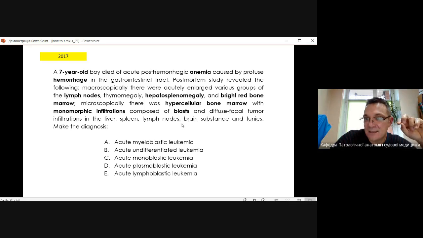Make the diagnosis. So you see the involvement of the lymph nodes. You see the blasts, and you see the age, 7-year-old. And that's for sure acute lymphoblastic leukemia. Just to explain this, I want to show you the old good cartoon from the Med Comics. That's the correct answer, acute lymphoblastic leukemia.